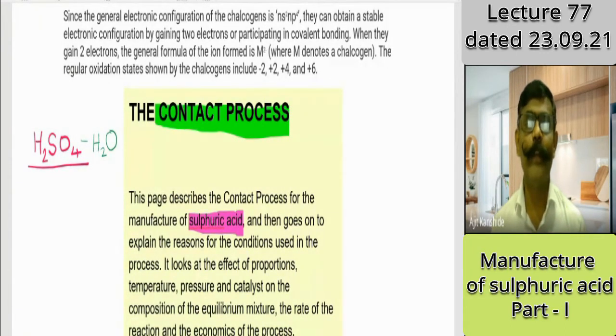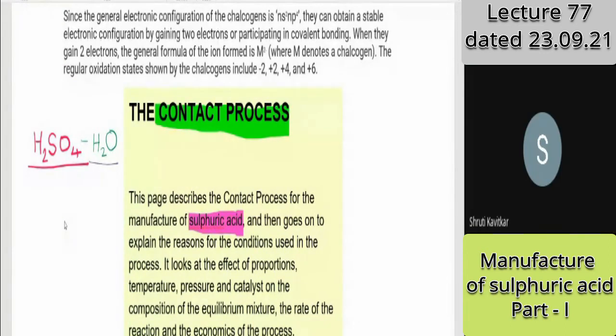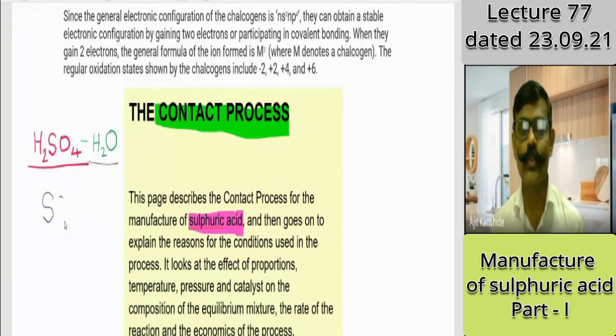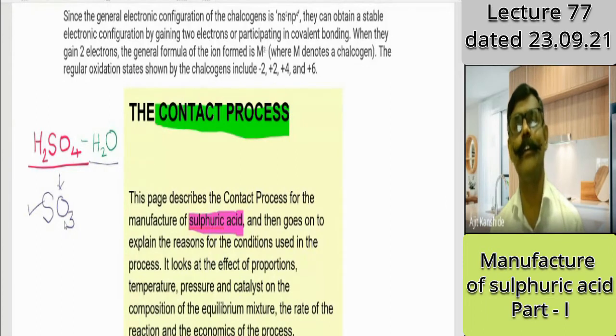What's the formula of that gas? After subtracting water, what formula will you get? SO3, sulfur trioxide. Simple thing, no? From H2SO4, you have to remove two hydrogens and one oxygen. So if you remove two hydrogens and one oxygen, out of four oxygens, three will be left. So the formula is SO3. So what are we going to discuss? The manufacture of sulfur trioxide.